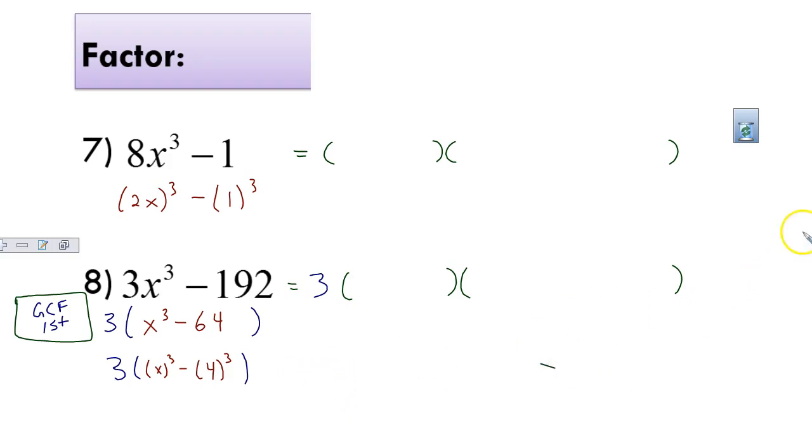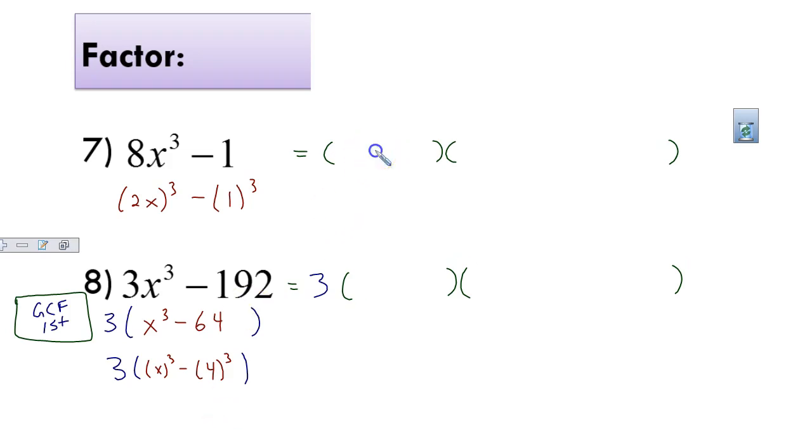A few things that sometimes throw students for a loop is they don't know what to do when they get a 1 because they don't see that as a perfect cube. But in fact, 1 is a perfect cube because it's 1 to the third power. 1 is really special in that it's the same. 1 squared is 1. 1 to the third power is 1. 1 to the fourth power is 1. So we can still apply the pattern here.